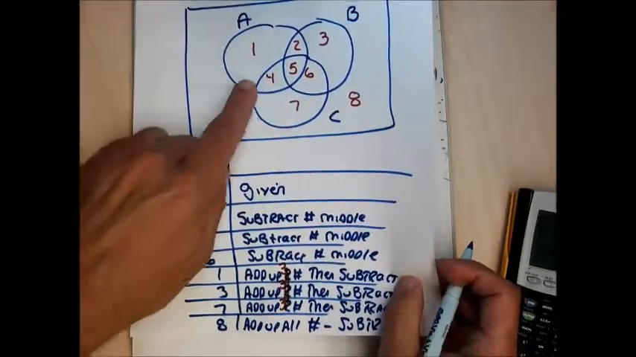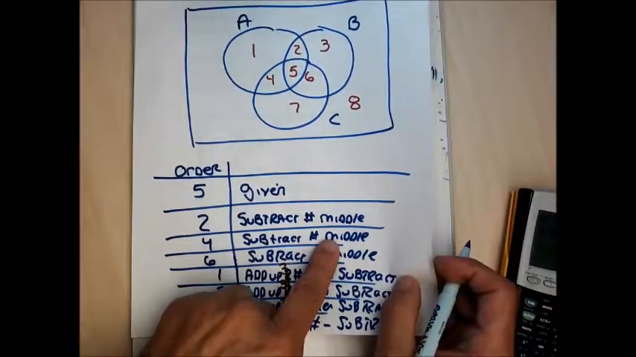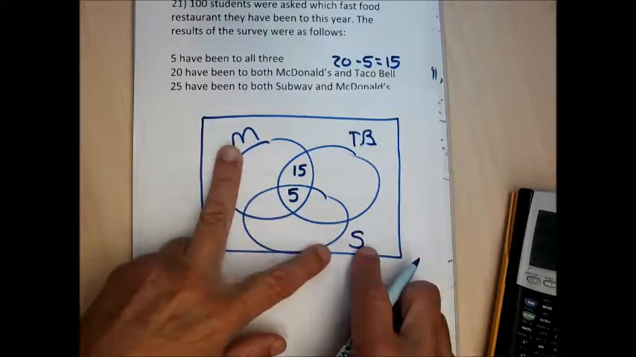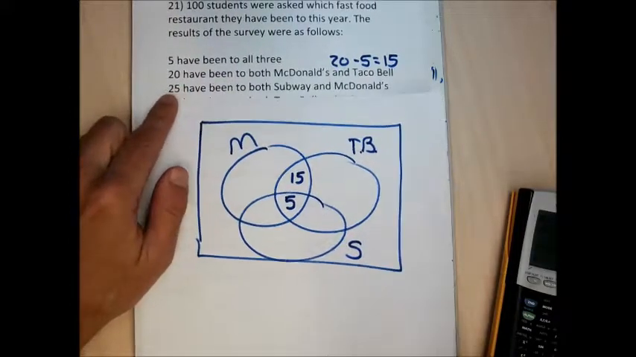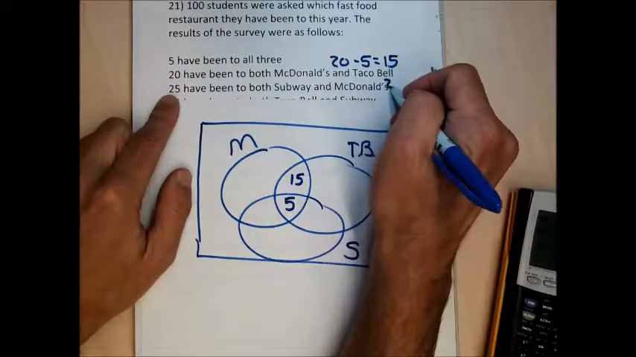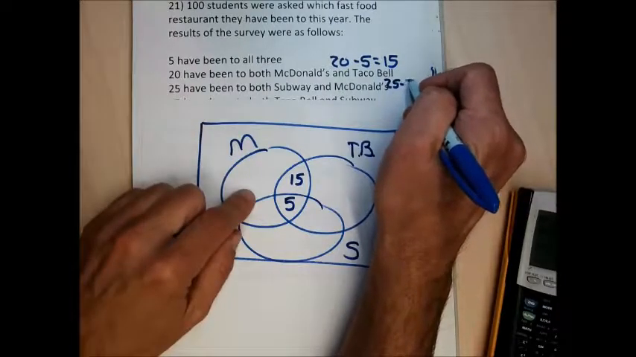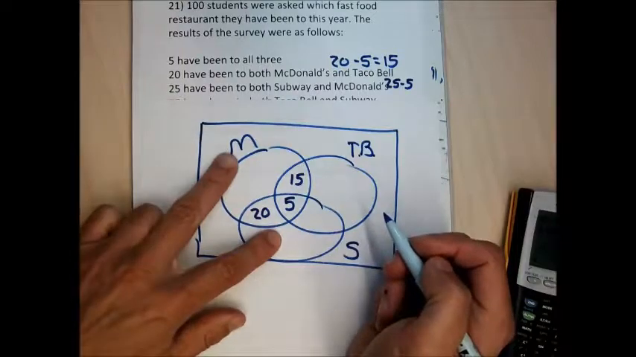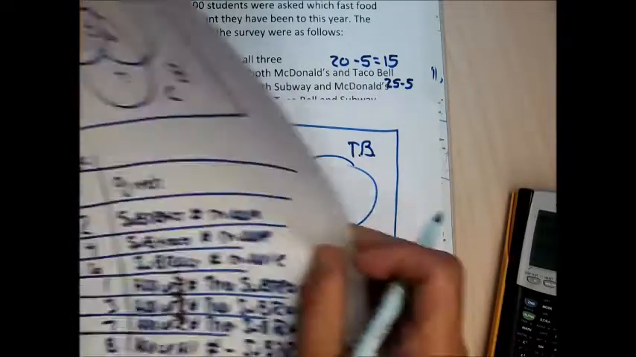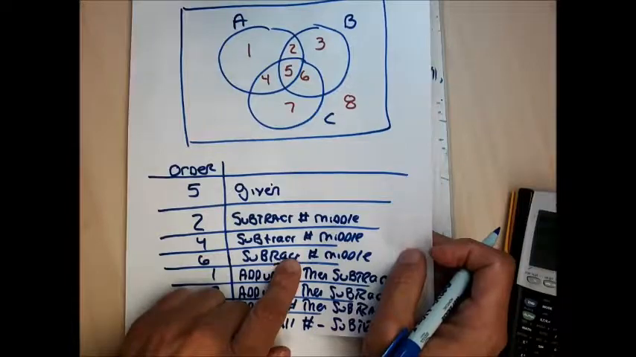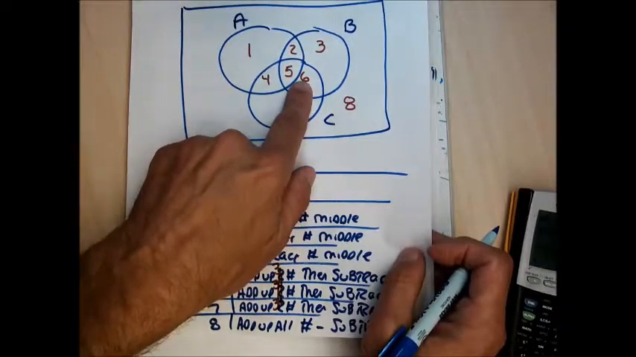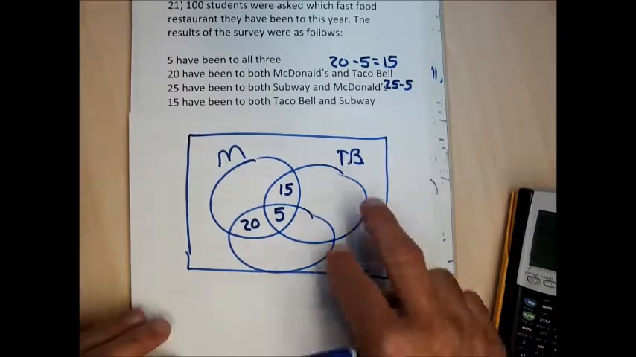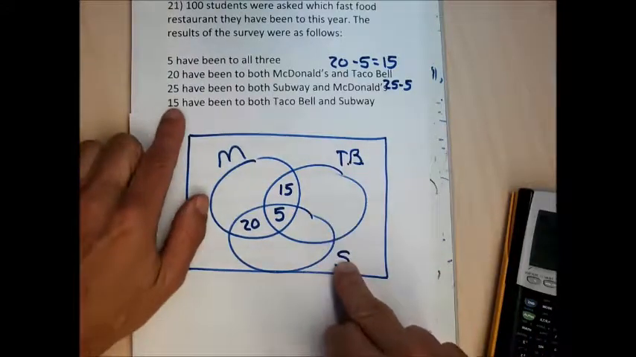Then I'm going to move on to region 4, subtract the number in the middle. For region 4, I'm looking for the numbers that have McDonald's and Subway, which is nice right there. For this one, I'm going to take the 25 minus the 5 in the middle, and that's going to give me a 20 between the McDonald's and Subway. Then I'm going to do region 6, which is that region there. I'm going to subtract the number in the middle, and this is the numbers between the Taco Bell and the Subway. That's those 15.